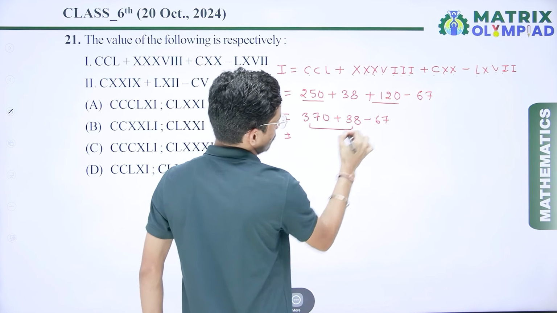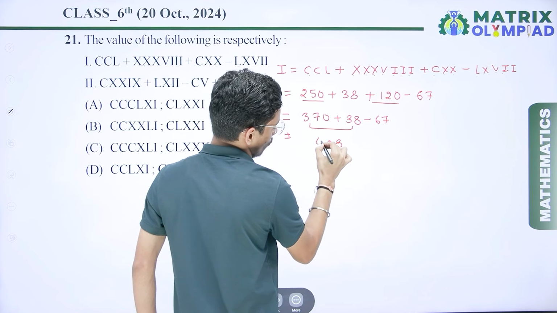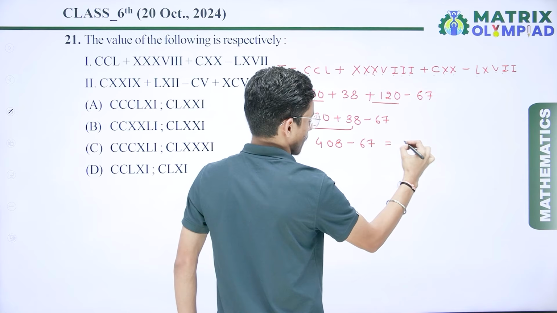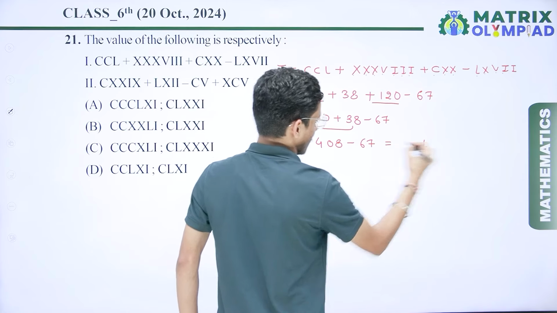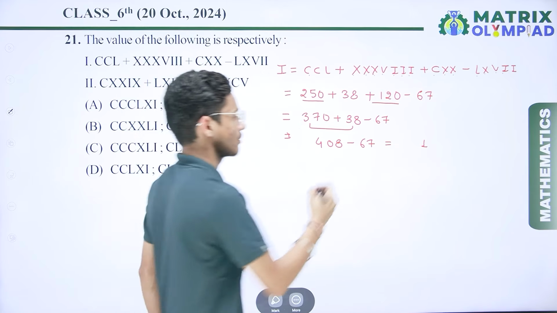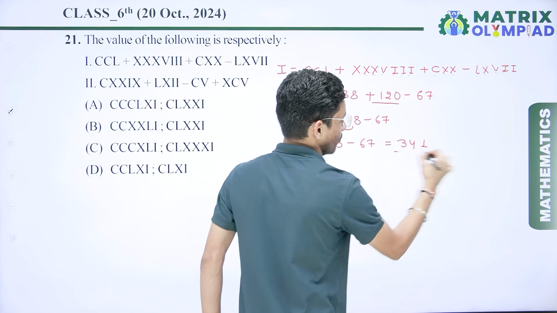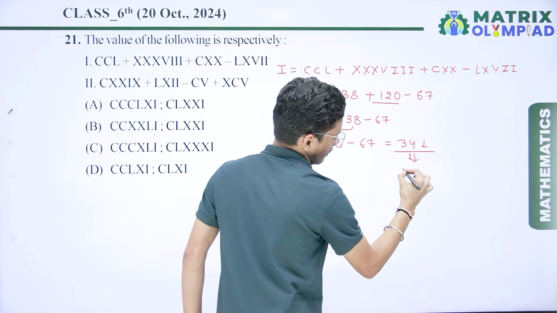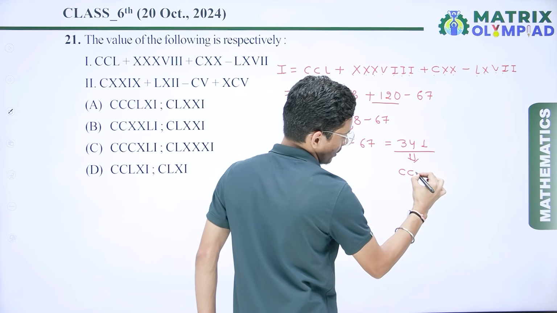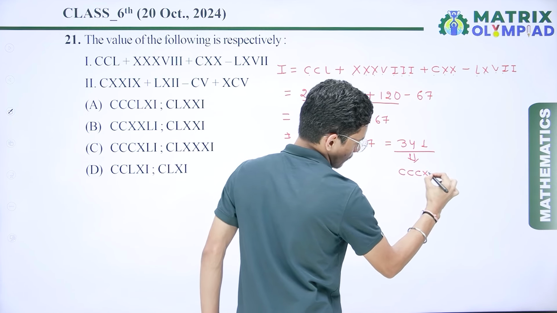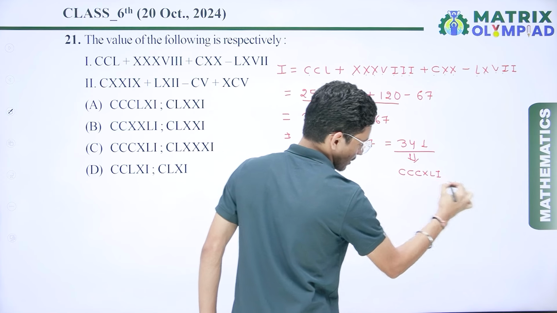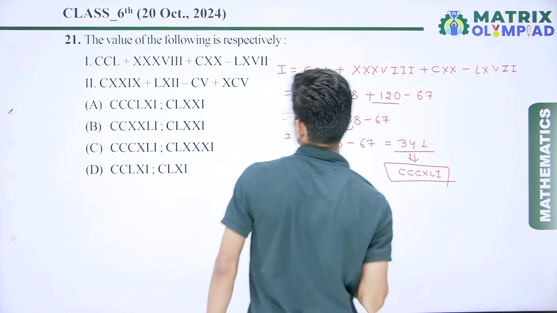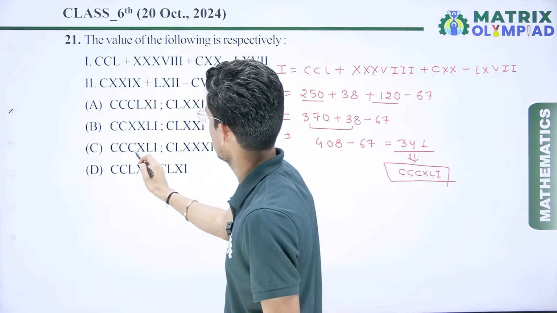So if I add again this one, here I get 408 minus 67. So here I get 8 minus 7, that is 1, and 40 minus 6, that is 34. So here I get 341. So 341 we can write here 100, 200, 300, 40 and 1. It means C, C, C, X, L, I. So check CCCXLI.